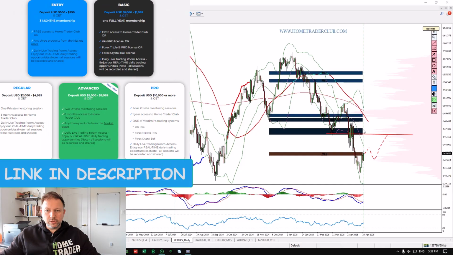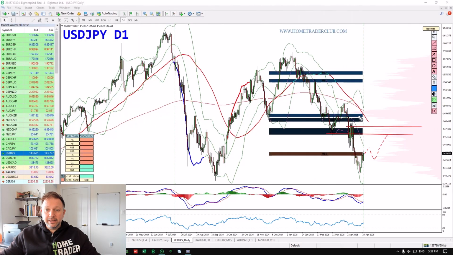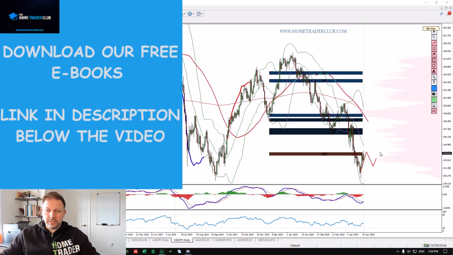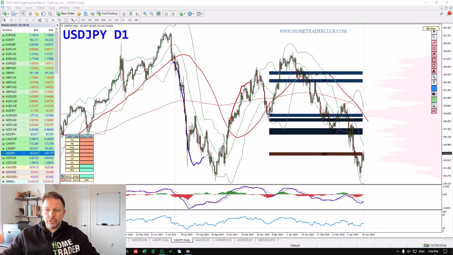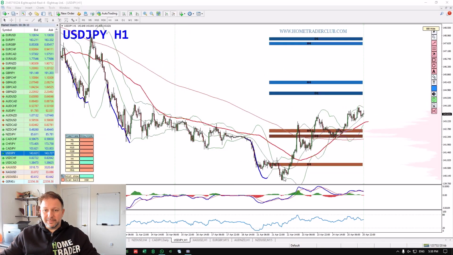We have broken support that becomes resistance. We have this high access supply. This ranging zone here is strong, and I believe it should be retested, or at least we should see the dollar yen moving in some range here before the next push to the downside. Therefore, the plan would be the same on a shorter term.